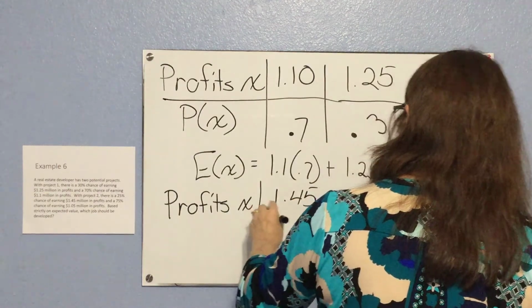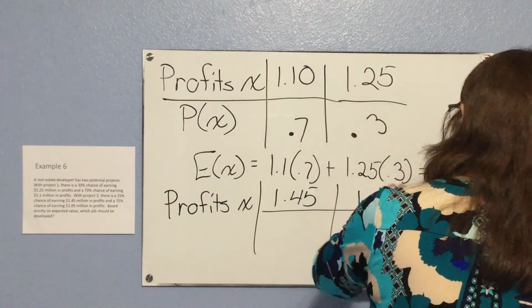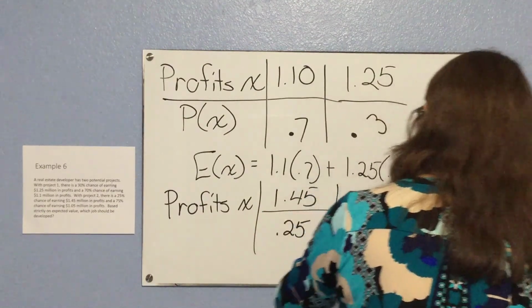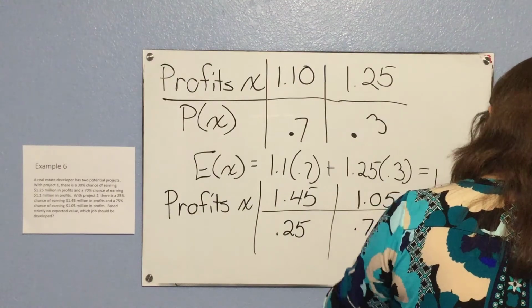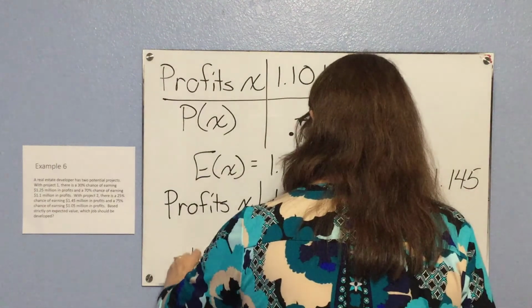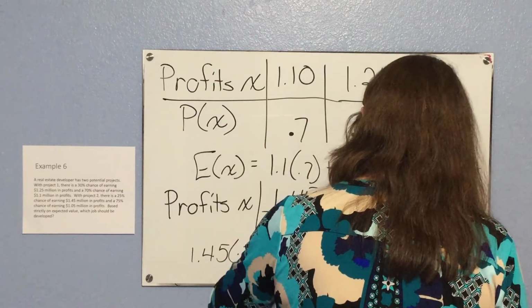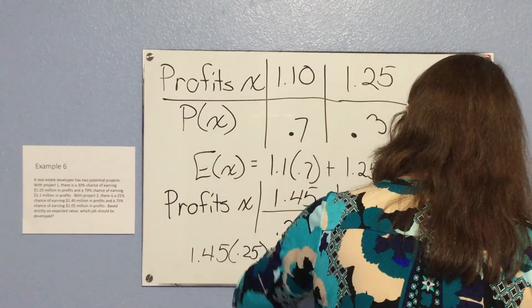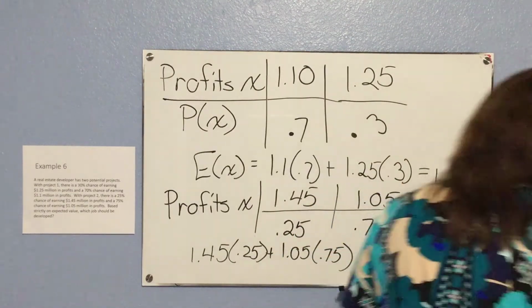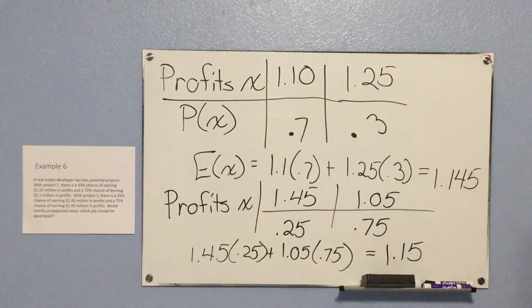For my second project, $1.45 million or 1.05. The chance of the 1.45 is 0.25, and here it's 0.75. So again, I'm going to multiply 1.45 times 0.25 plus 1.05 times 0.75, and this gives me 1.15. So which one is the better risk?